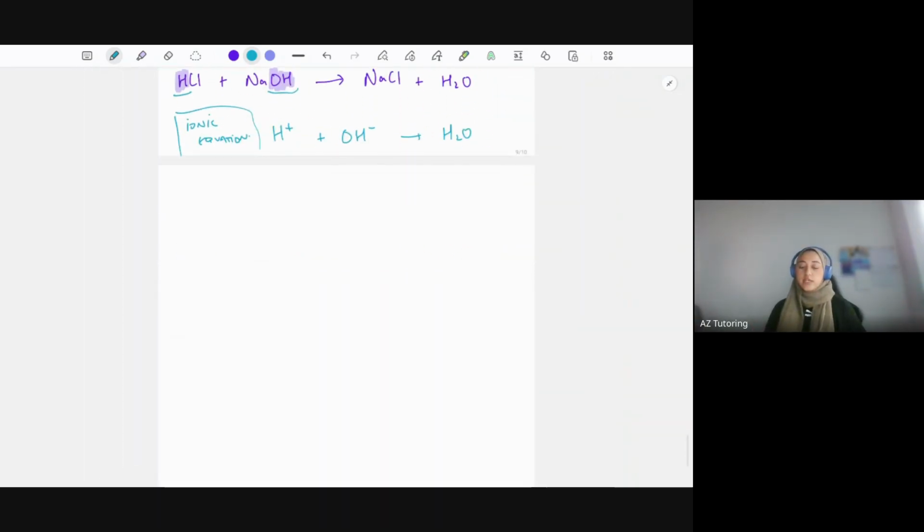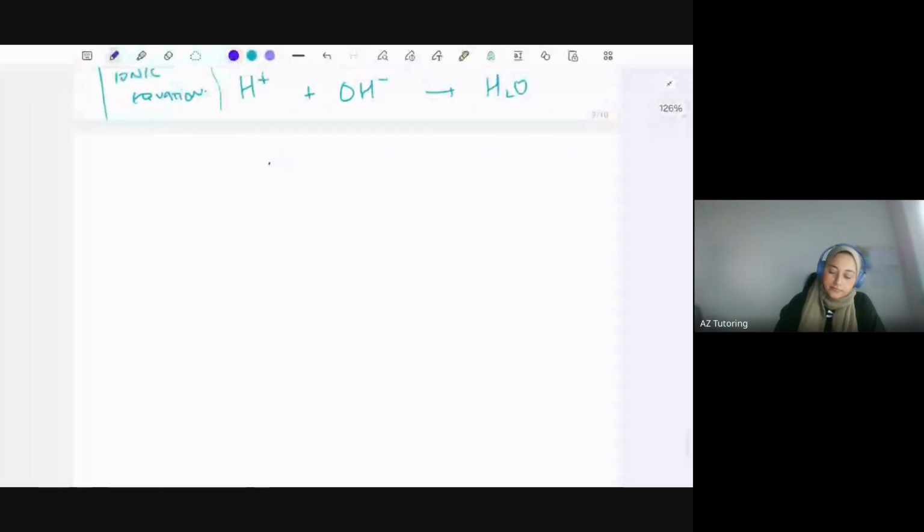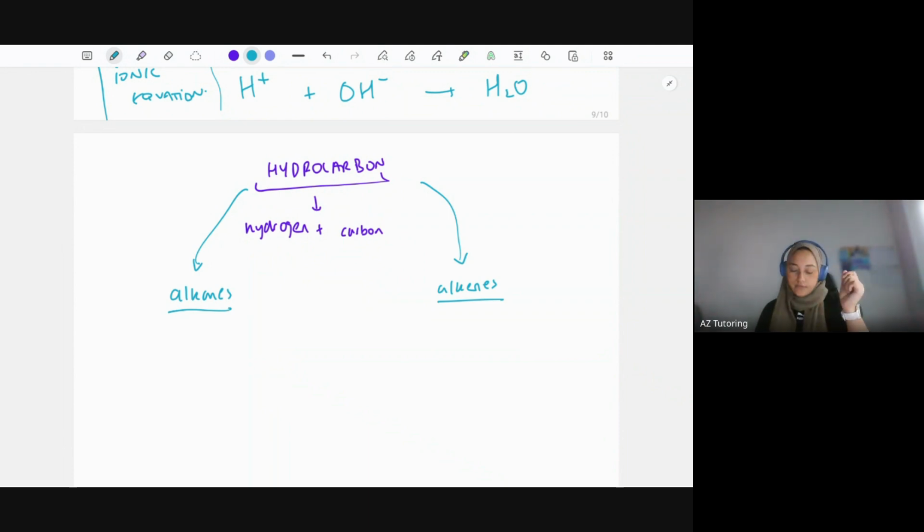Now, just for the last 15 minutes, I want to cover hydrocarbons. So what's a hydrocarbon? A hydrocarbon is a molecule that contains hydrogen, it's kind of in the name, and carbon only. So it just has them. And there's two types of hydrocarbons that you need to know for GCSE. We've got alkanes and we've got alkenes. So just differing in the end word.